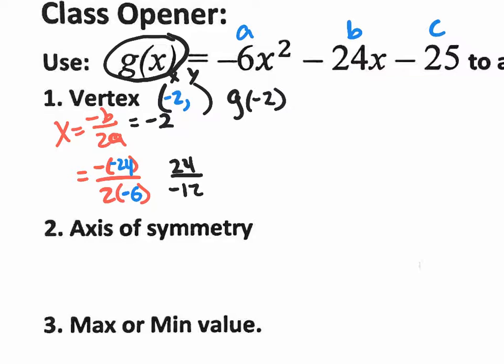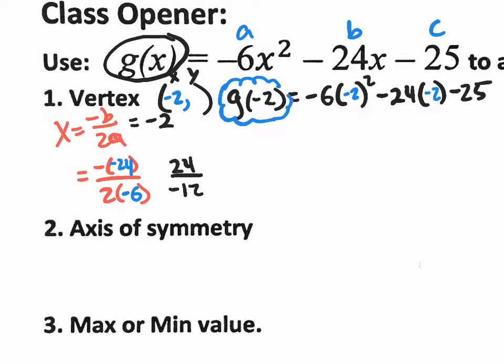Now, what does that mean? That's like me writing out a sentence that says, I'm about to plug in -2 in place of x into my g of x function. So here we go, -6 x squared minus 24 x minus 25. So you're plugging in -2. Again, this is not really necessary. It's just more thorough, the notation. So let's work it out.